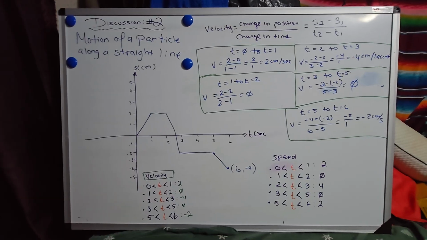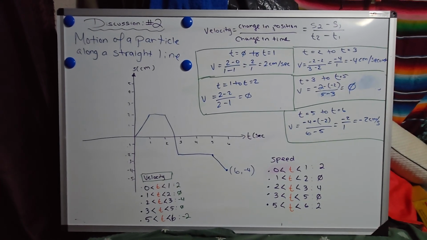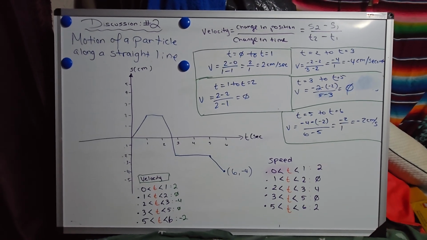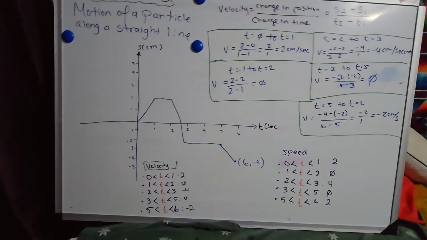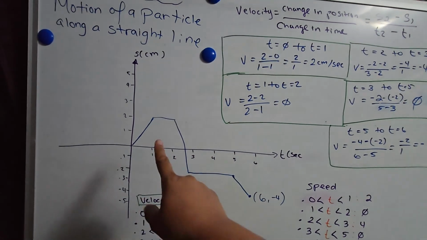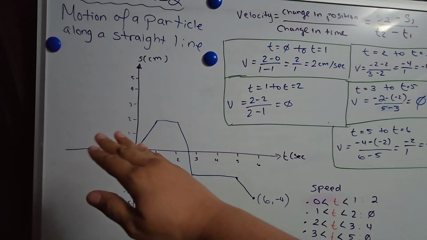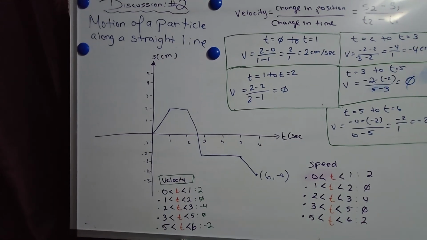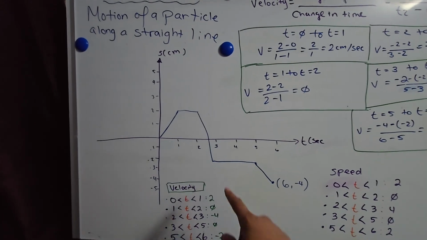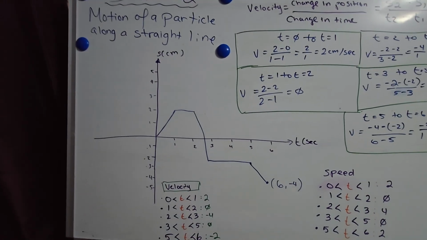So basically from 0 to 1 second, the velocity is positive 2 centimeters per second. From 1 to 2 seconds, the velocity is 0 because it's not moving. As it goes up, it's positive, and it goes right. From 2 to 3, it's flat, it stands still. From 3 to 5, that becomes negative and it goes left.